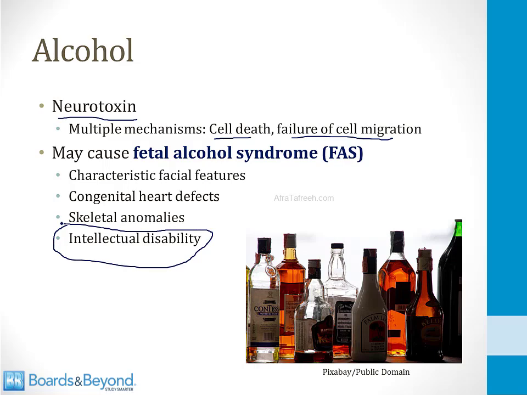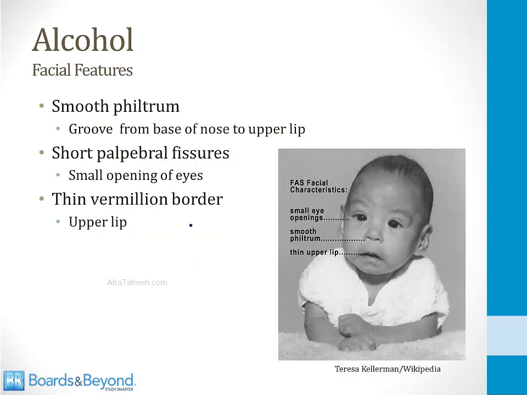Now, in some cases, in addition to intellectual disability, the baby is born with other features of a syndrome called fetal alcohol syndrome. So fetal alcohol syndrome is intellectual disability from alcohol plus characteristic facial features, congenital heart defects, and skeletal anomalies. This is a picture of the classic appearance of a baby with fetal alcohol syndrome, and there are three key findings. First of all, there is a smooth philtrum. The philtrum is the groove from the base of the nose to the upper lip, shown here in the picture, and this is smooth in babies who have fetal alcohol syndrome. Notice that it looks like there almost isn't a philtrum in this baby on the screen.